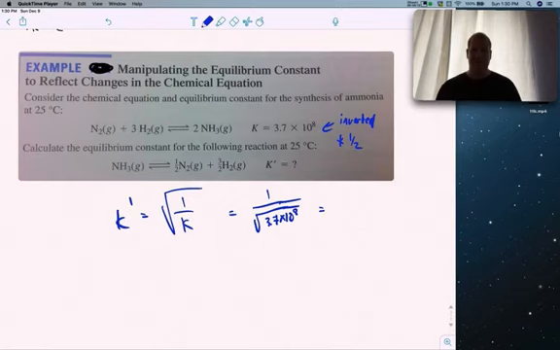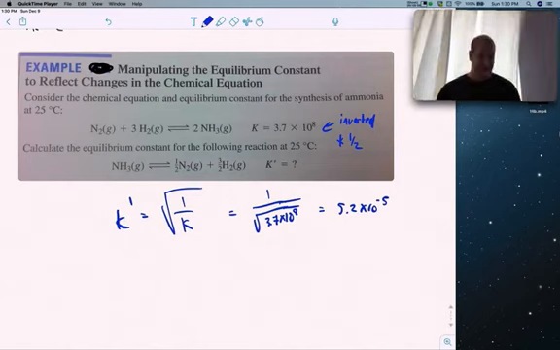So put in my calculator: 1 divided by 3.7 E8 to the 1/2 power. And this is 5.2 times 10 to the minus 5. So now we have our new equation there. Okay, that's pretty straightforward.